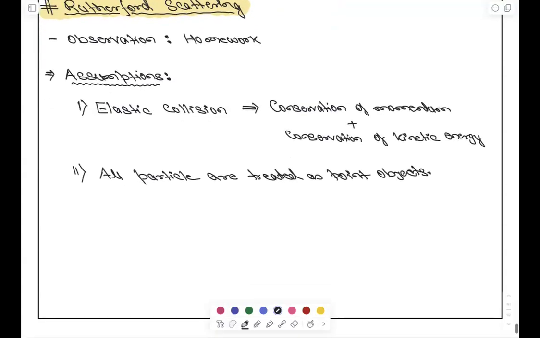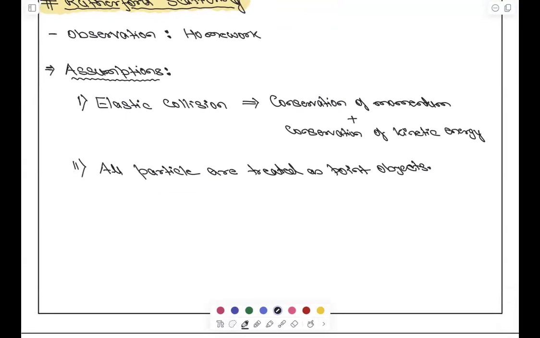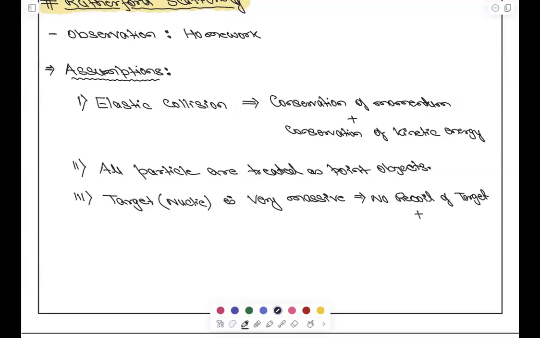That means we don't have to worry about their dimensions, their shape, their size, irrelevant. Third, the target or the nuclei. Rutherford scattering is only for the gold foil, right? Target or nuclei is very massive. Very massive means M2 is much greater than M1, at rest. No recoil of the target, plus only scattering of the projectile. I taught exactly this yesterday too. Yes. When the body is very massive, we can write this.